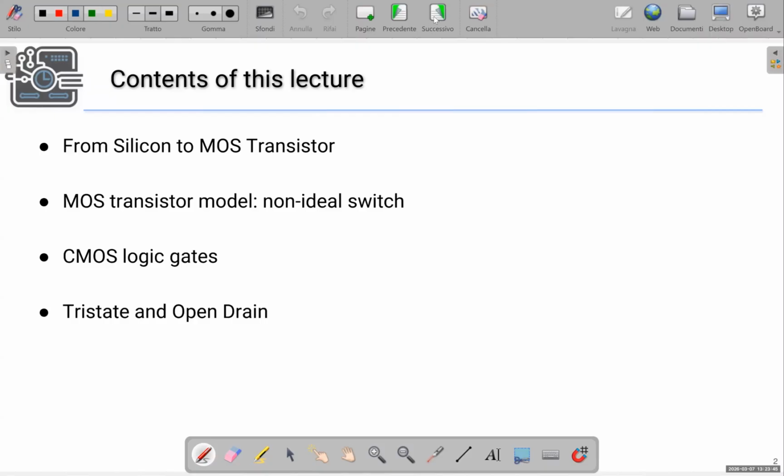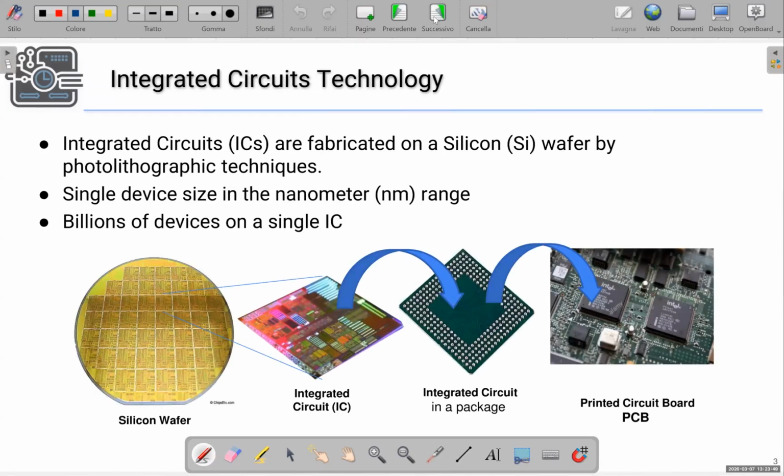Now let's start from integrated circuit technology. Actually, integrated circuits are fabricated starting from a wafer of silicon that is a single crystal of silicon semiconductor material, on which, thanks to photolithographic techniques, it is possible to define the geometries both of the active devices, the transistors that we will discuss today, and of the interconnects that are needed to implement the circuits that we will discuss today.